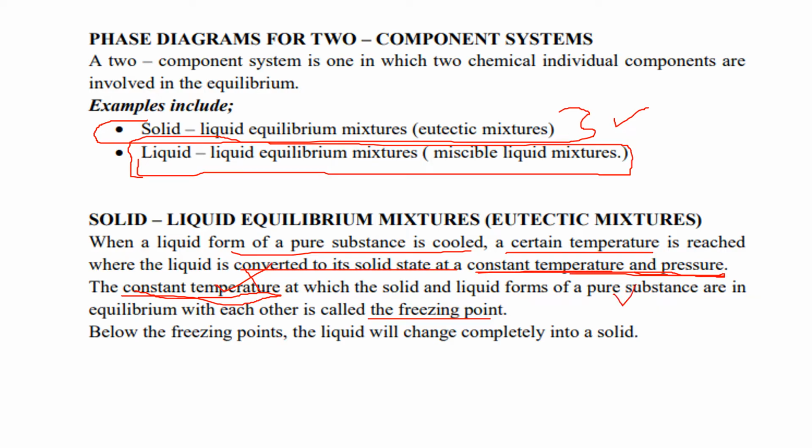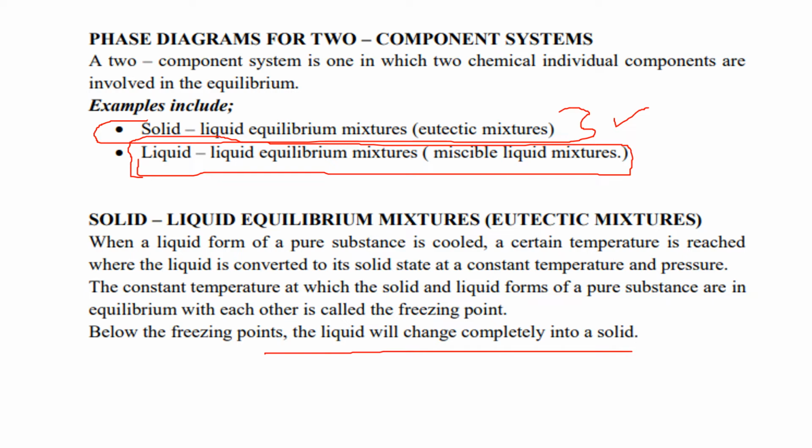And then also we want to see the pure substance, and then we want to see the word equilibrium. So make sure you take note of that as you are defining these definitions. We are saying that below the freezing point, the liquid will change completely into the solid. So the freezing point is that temperature at which the solid and liquid form of a pure substance are in equilibrium. If we continue freezing below that point, the liquid is going to completely turn into a solid, and that's what this statement means.